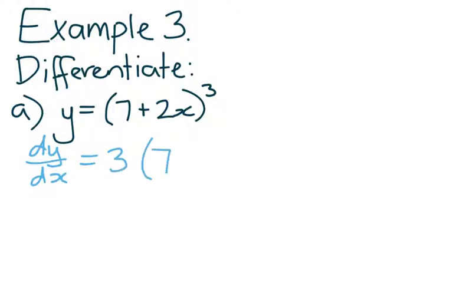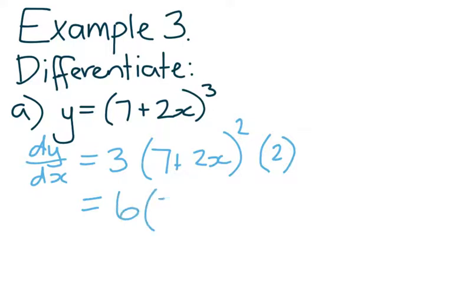We write 7 plus 2x and we drop the power by 1, all to the power of 2. And then we also have to multiply by the derivative of the inside function. So the derivative of 7 plus 2x is just 2. And then we can actually multiply that out if necessary. So we would end up with 6 brackets 7 plus 2x all squared.